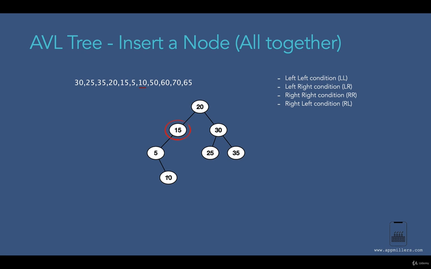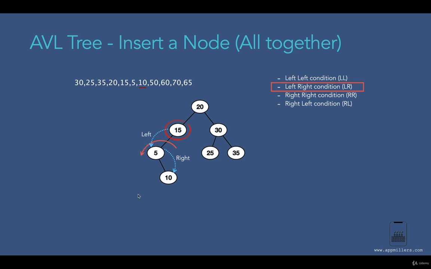Now in this case, from 15 to its grandchild is going to be left and the right. So this means that this is left-right condition. And as the name implies, we know that in left-right condition, we are doing first left rotation for the left child of this balanced node, then we are doing right rotation for this balanced node.